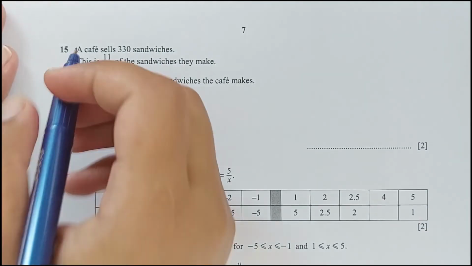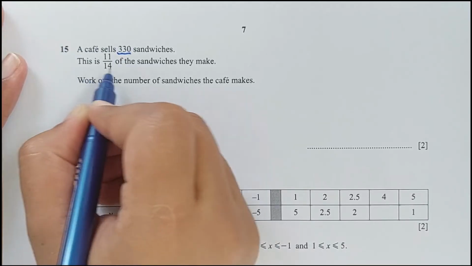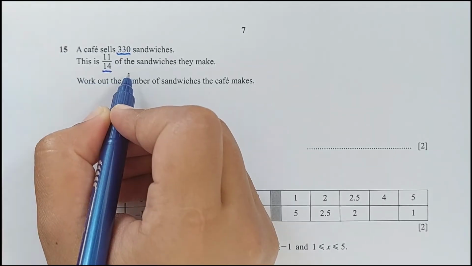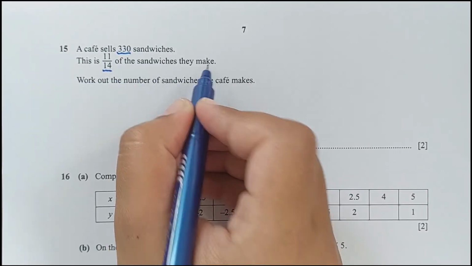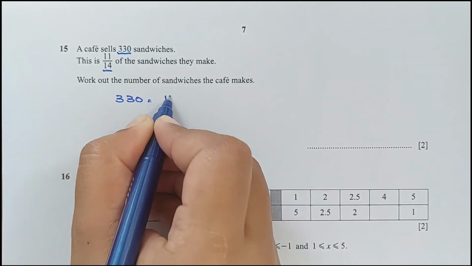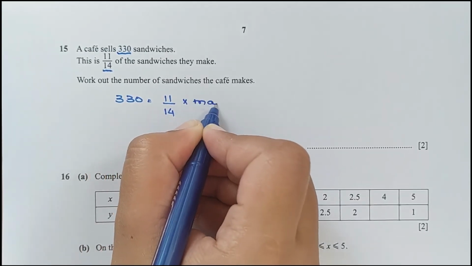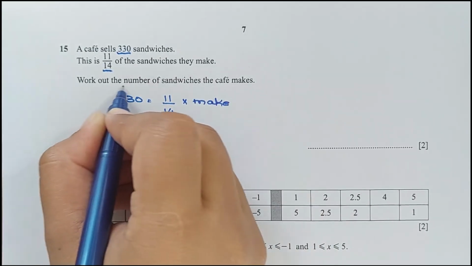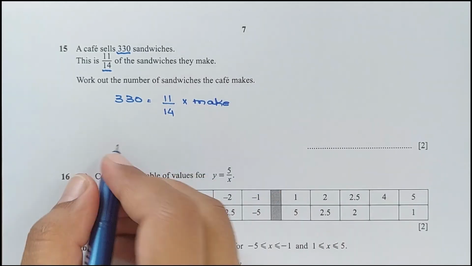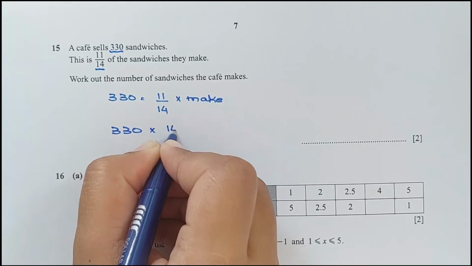Question number 15. A cafe sells 330 sandwiches. This is 11 over 14 of the sandwiches they make, right? So 330 is basically 11 over 14 of the sandwiches they make. Work out the number of sandwiches the cafe makes, right? So this is 330 times 14 over 11.